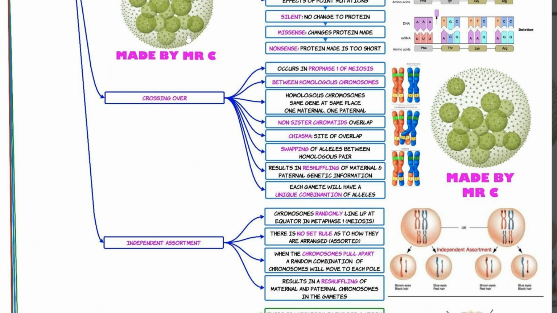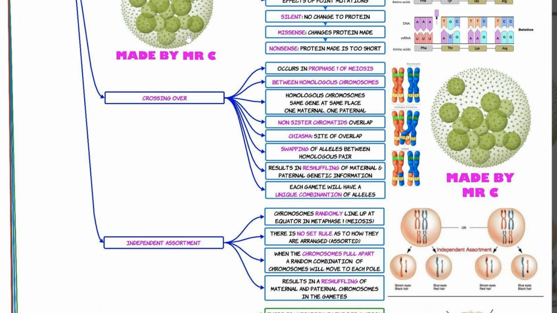The place where they overlap is called the chiasma. They swap the alleles between the homologous pair. This results in the reshuffling of genetic material from the mother and the father. Therefore, each gamete will have a unique combination of alleles.